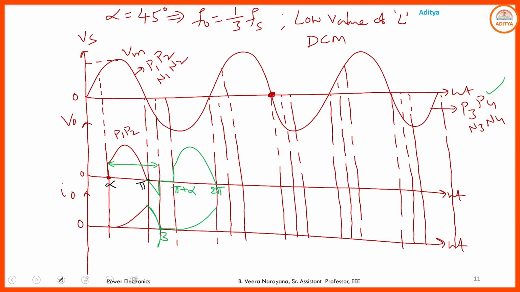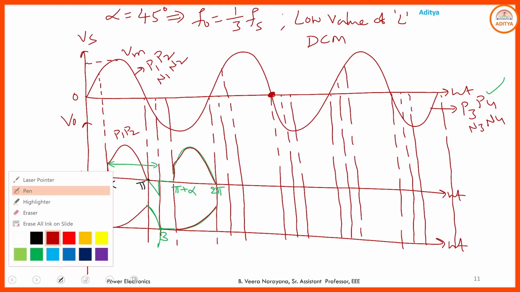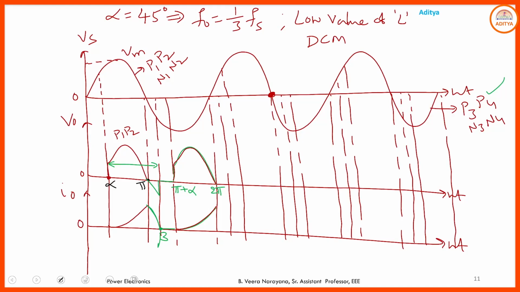And the output current will be rising in nature, and this is the output voltage. But at 2 pi, even though the output voltage is 0, the output current cannot be 0. Hence the conduction of P3, P4 extends up to this instant. So here this is the on state of P3, P4. Hence we are getting the negative pulse. Similarly here also, and again the same, current charging, discharging.